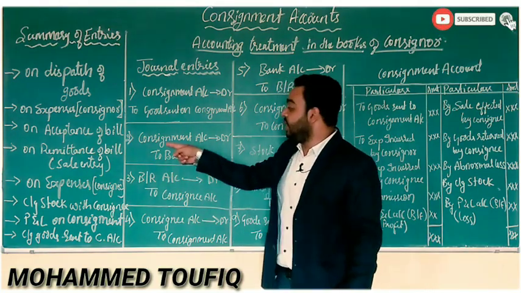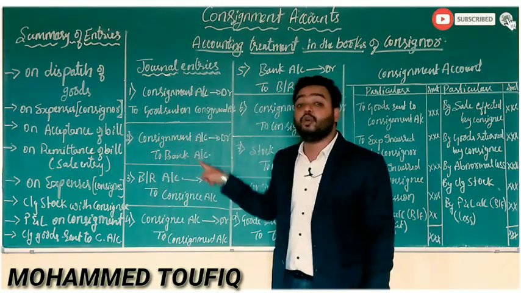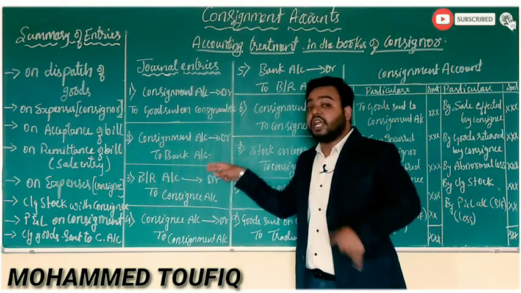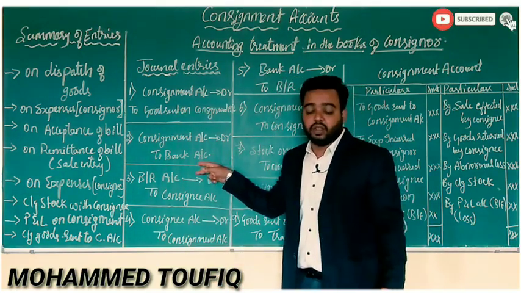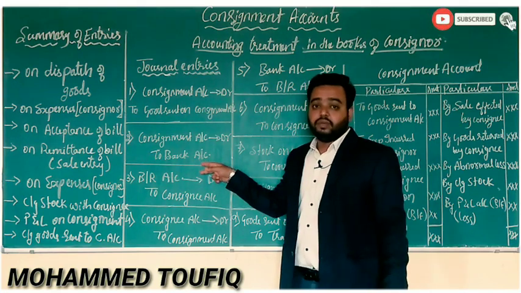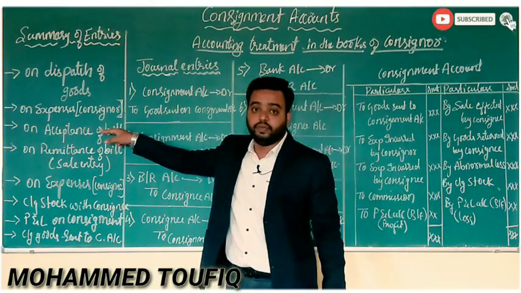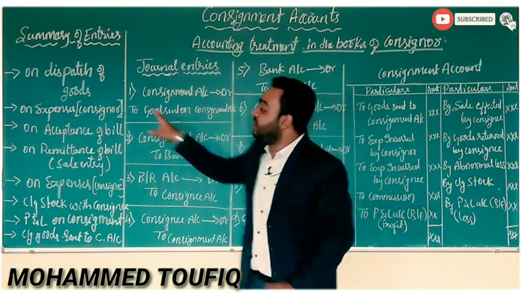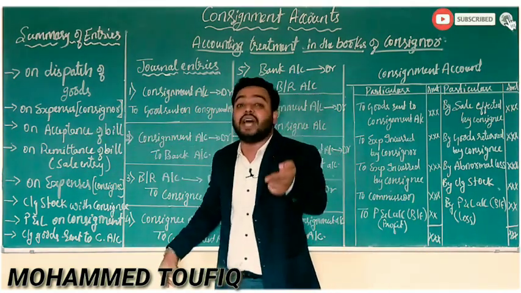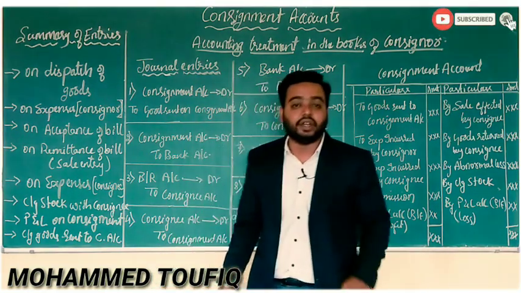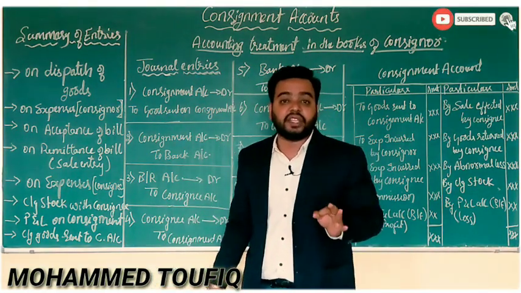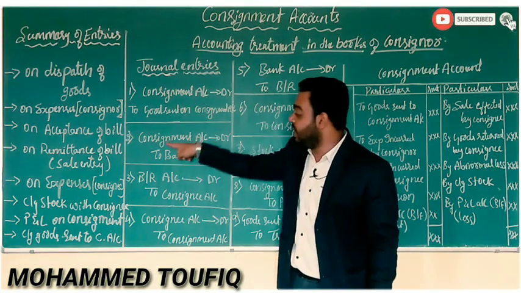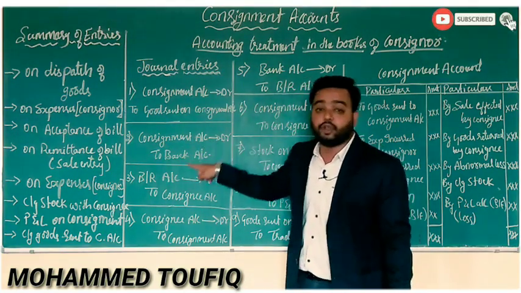The second general entry here is consignment account debit to bank account. So what is this entry now? Understand with the help of your rules and regulations. Consignment account debit to bank account is the general entry of expenses paid by the consignor. If the expenses are paid by the consignor, then the general entry you have to prepare in the books of the consignor is consignment account debit to bank account.